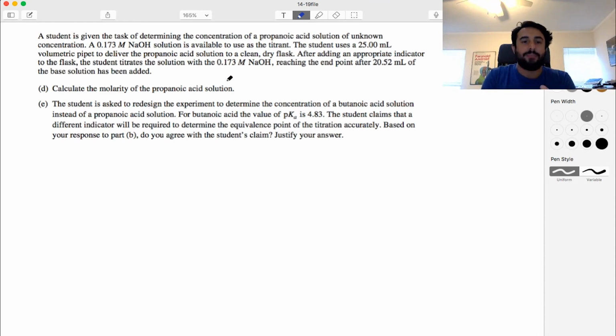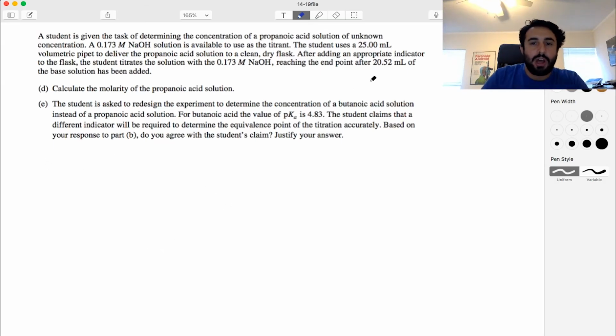So 25 mL of our propanoic acid solution of unknown concentration, and then we use an indicator, and then we titrate with this sodium hydroxide, and we reach the endpoint after 20.52 mL of the base. So calculate the molarity of the propanoic acid solution. Totally straightforward titration calculation, nothing to it. This is exactly what we would do all the time.